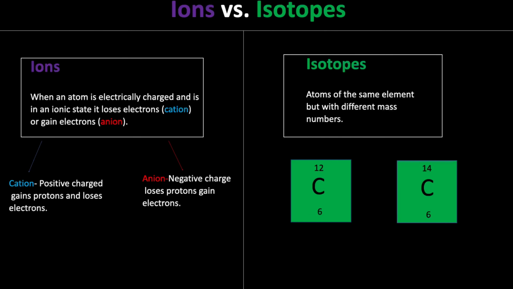Ions versus isotopes. Ions are when an atom is electrically charged and is in an ionic state. It either loses or gains electrons. There are 2 different types, cation and anion. The cations are positively charged, they gain protons and they lose electrons. Whereas our anions, they are negatively charged, they lose protons and gain electrons.